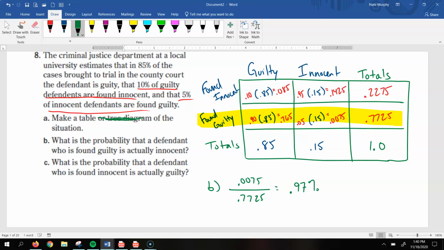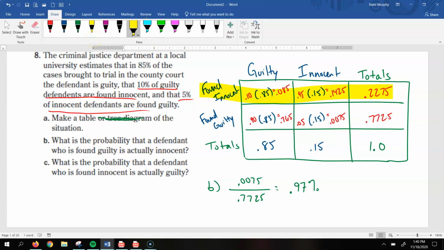In part C, it's saying, what is the probability that a defendant who is found innocent? So this time we're looking at those that were found innocent. So this time our denominator is going to be 0.2275. Out of those that are found innocent, what's the probability that they're actually guilty?